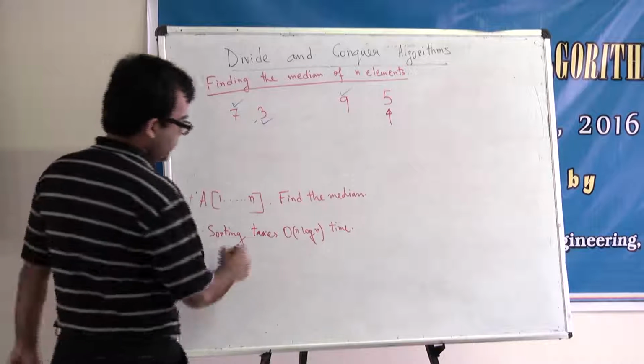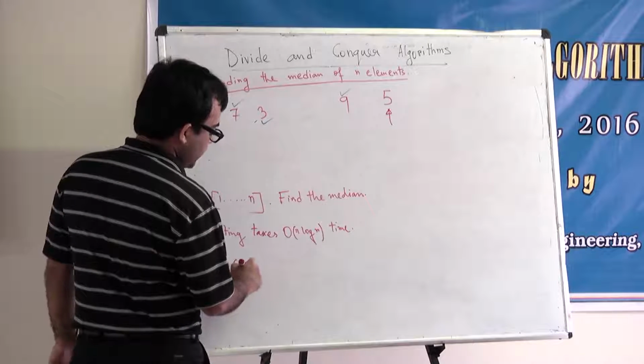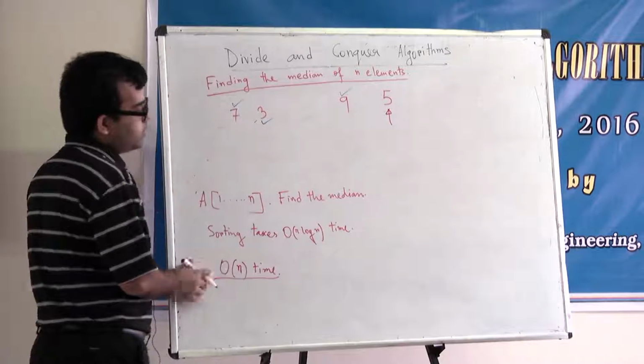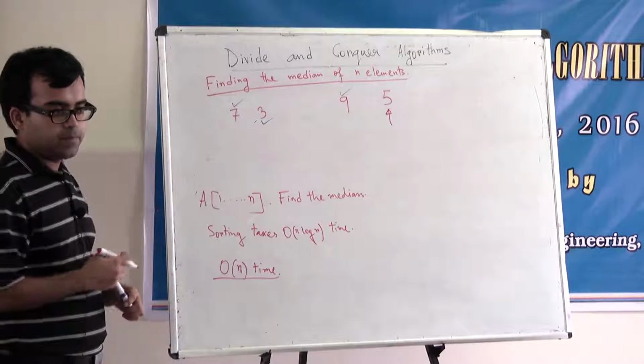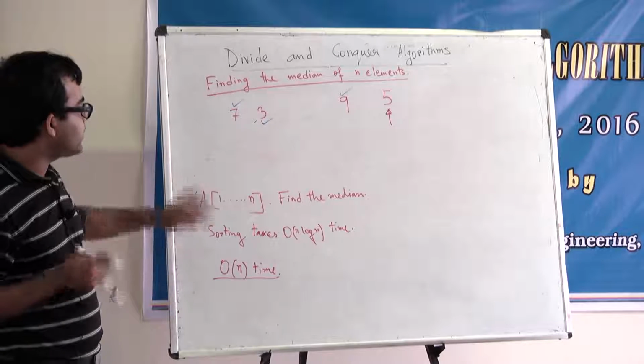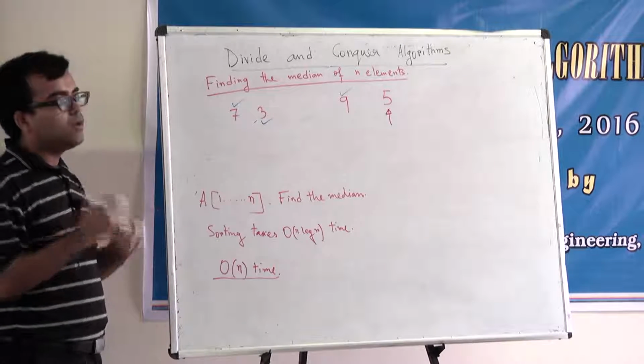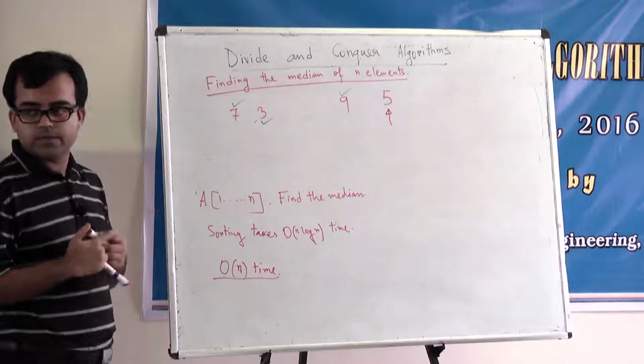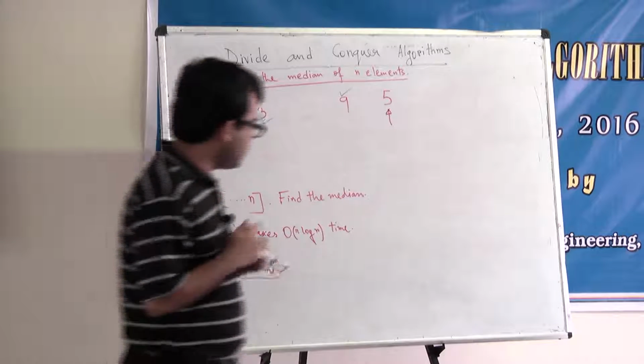What I am going to show you is a completely linear time algorithm, an O(n) time algorithm for finding the median. Intuitively, finding the median should be easier than sorting all the numbers. It's just asking for one number out of a list of n.